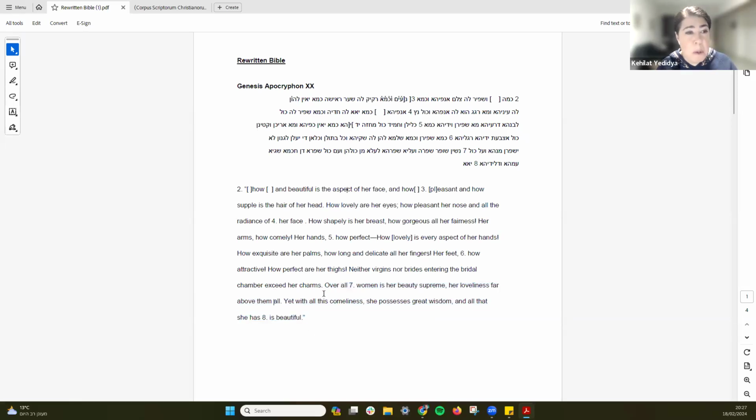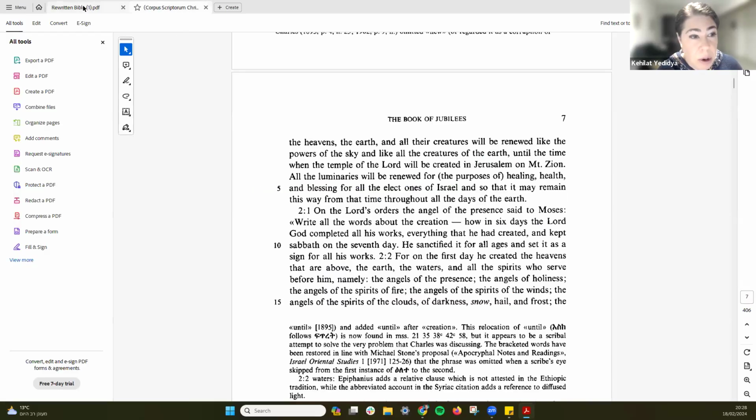Okay. Again, a boon to PhD students the world over. Everyone who's ever read a dedication in a PhD thesis to a wife, from anyone who does Dead Sea Scrolls or Second Temple works in any way at all, is going to see this quote. It's perfect. Right? Over all women is her beauty supreme, her loveliness far above them all. Yet with all this comeliness, she possesses great wisdom, and all that she has is beautiful. And if we go back to, okay, so let's go back.